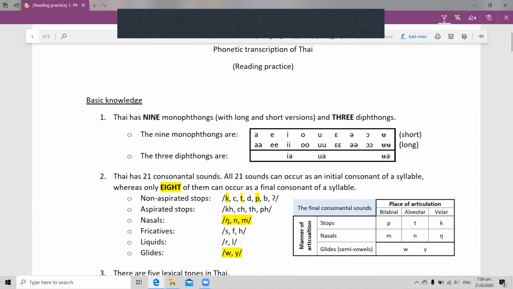So the 9 monophthongs in Thai are here. Let me just pronounce them for you. You can repeat after me at home also.